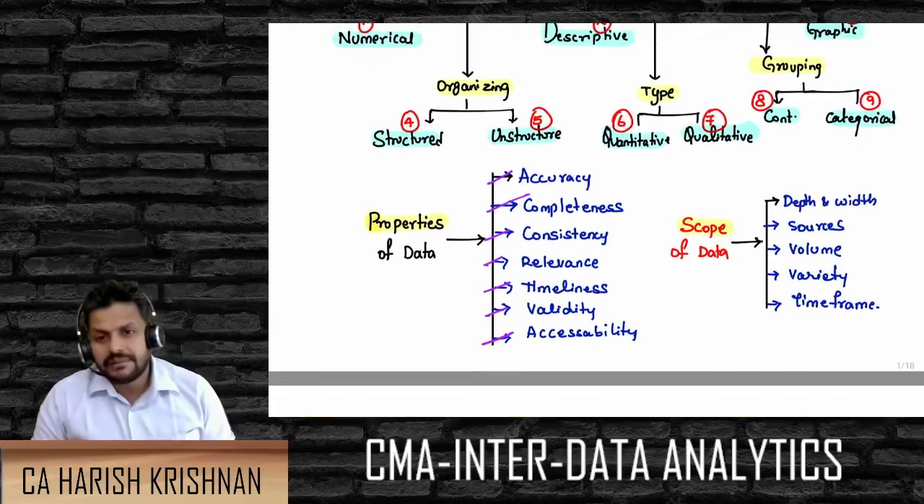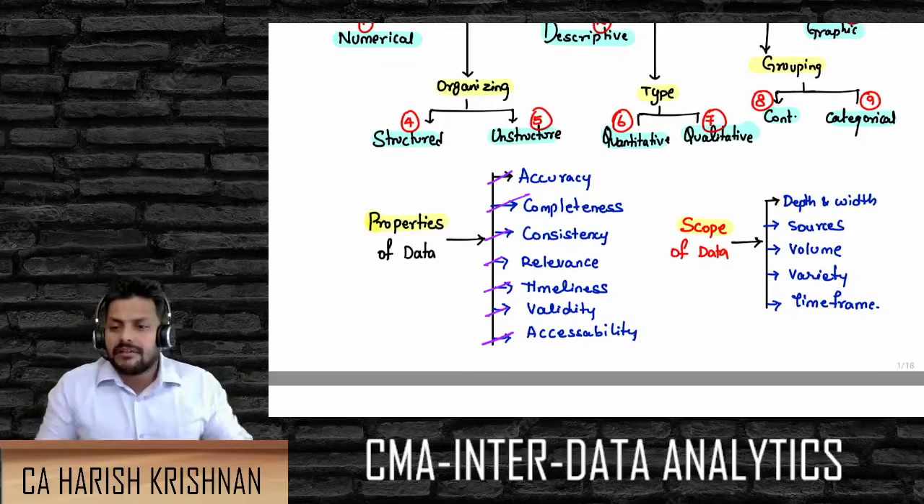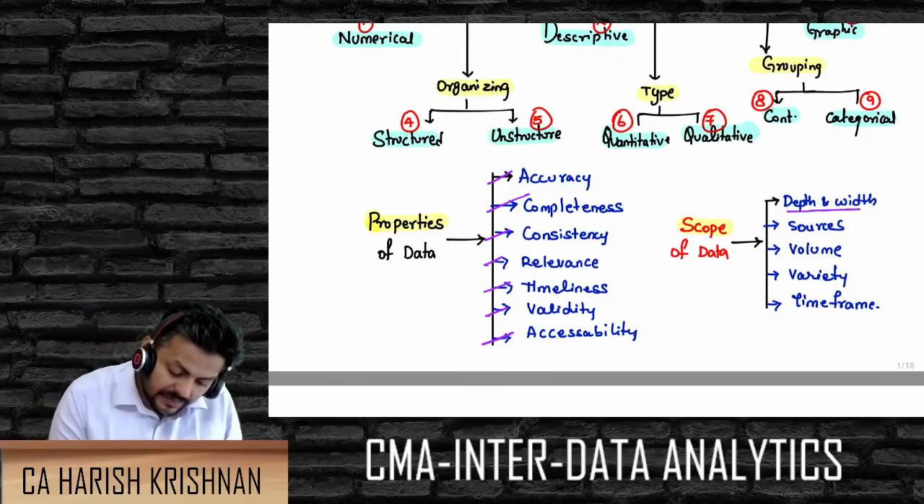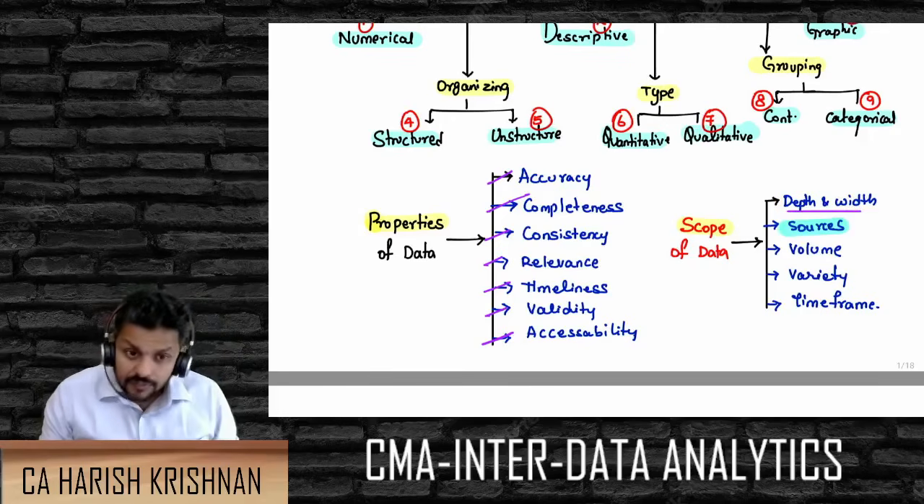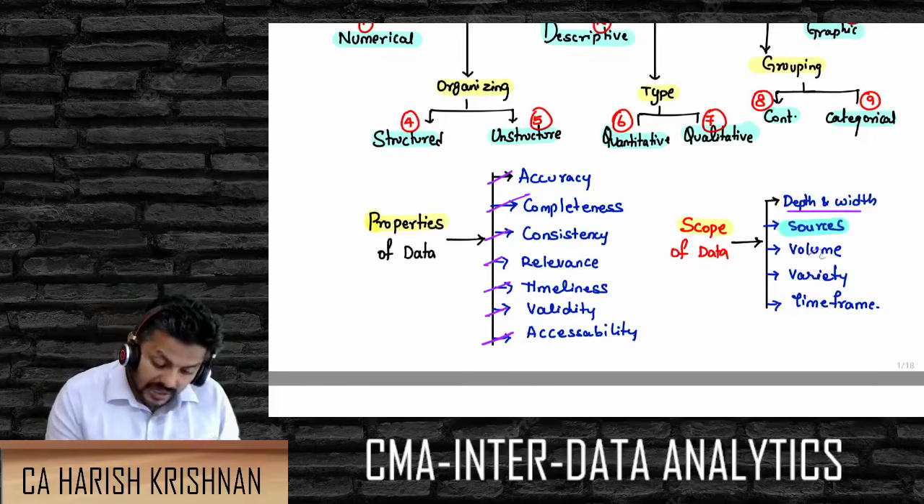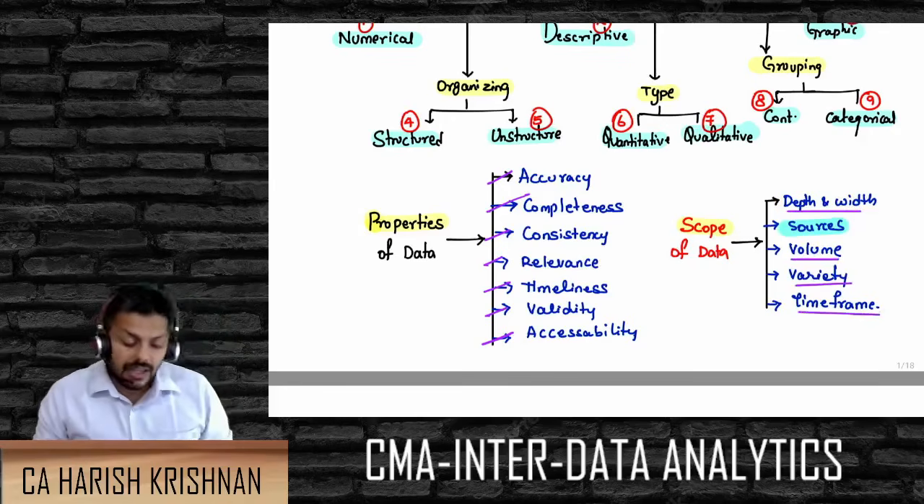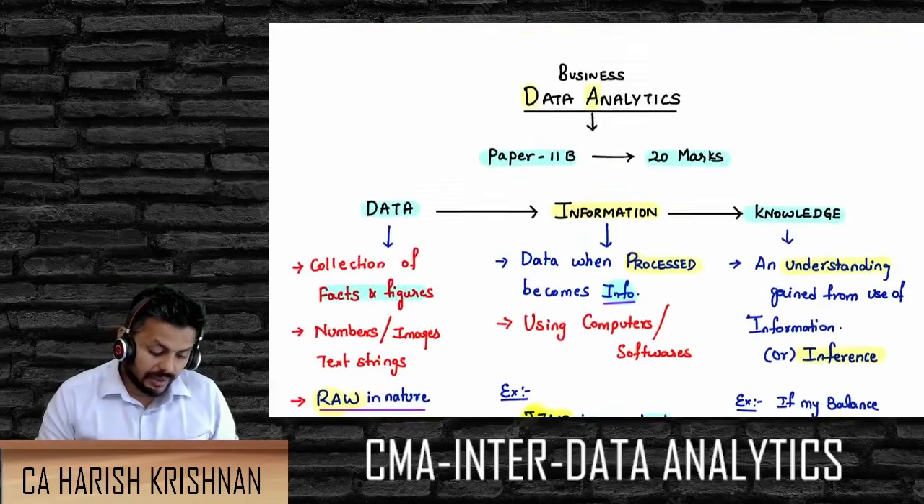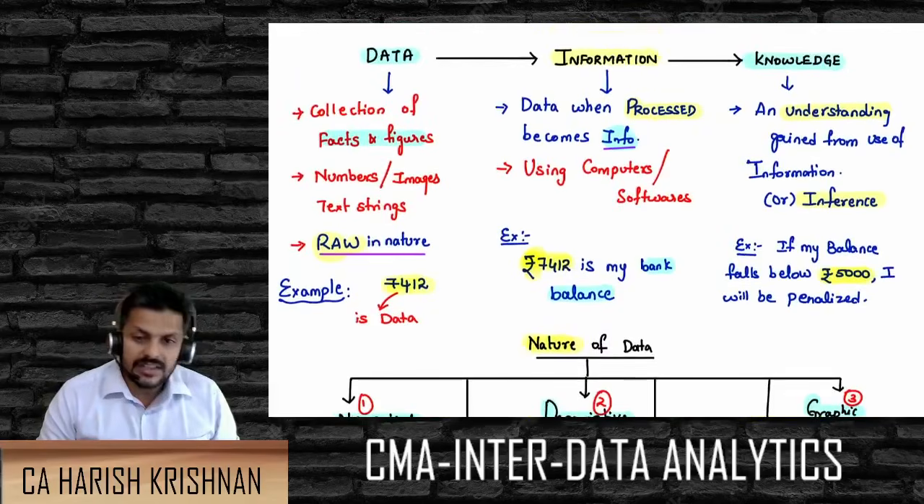Now, scope of data means what all is covered in the fact of data, right? The depth and width of data, where the data comes from, very important. Sources of data, where does the data come from? How much data is there? Volume of data, variety of data, and then also the time frame to which the data belongs. All these are some of the points that we have to see as data's basics.